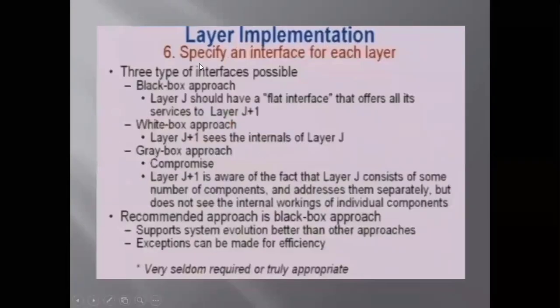The sixth step is the implementation aspect: specify an interface for each layer. These interfaces can be done through various approaches. Among these, we will see three approaches: black box approach, white box approach, and gray box approach. How we are communicating between different layers can be achieved using black box, white box, or gray box. Let us see the black box approach.